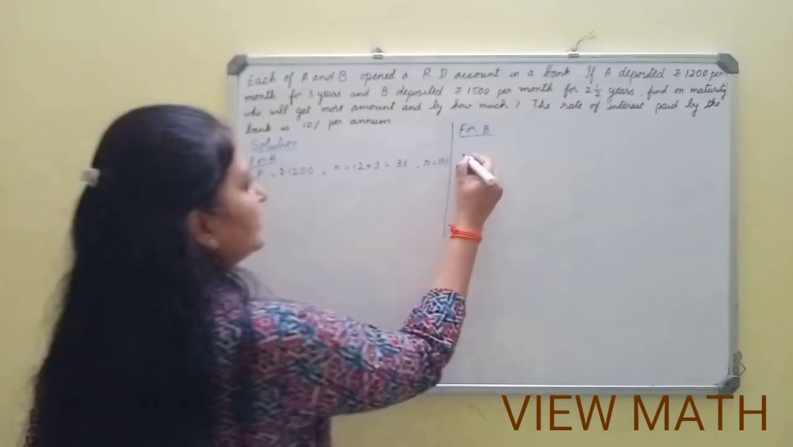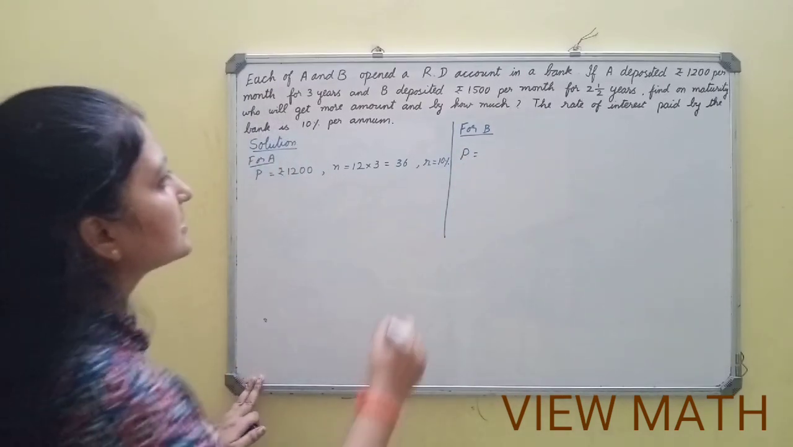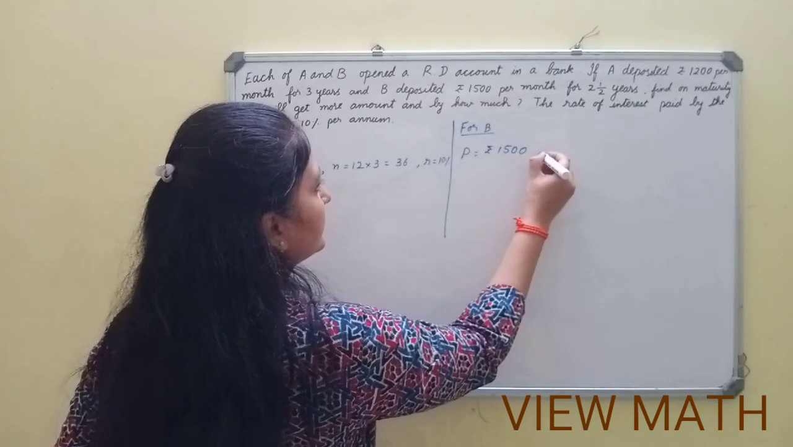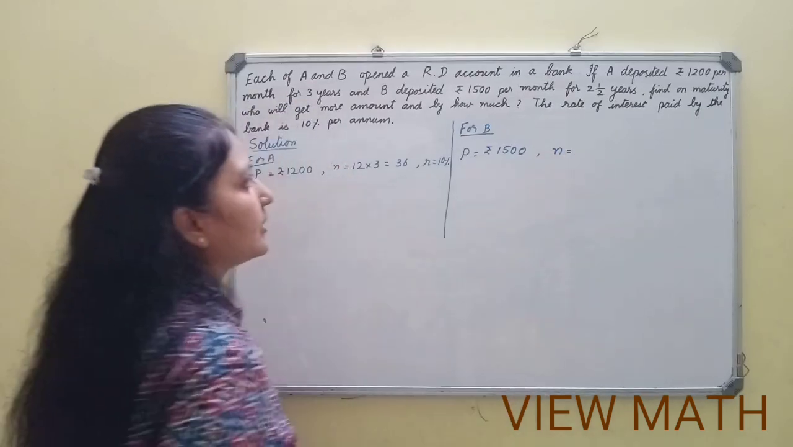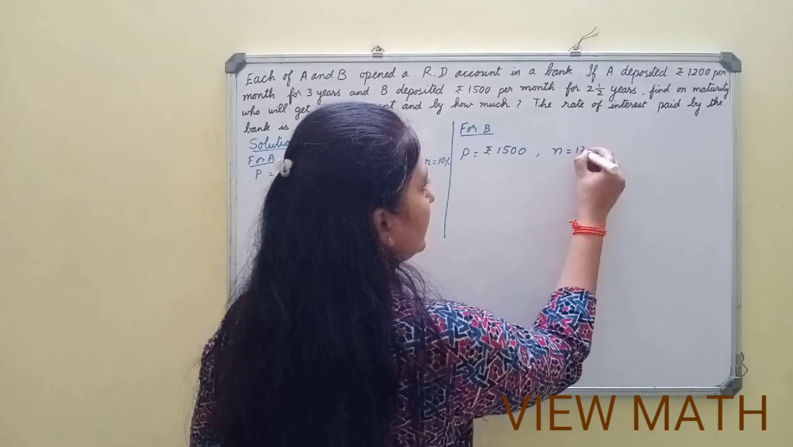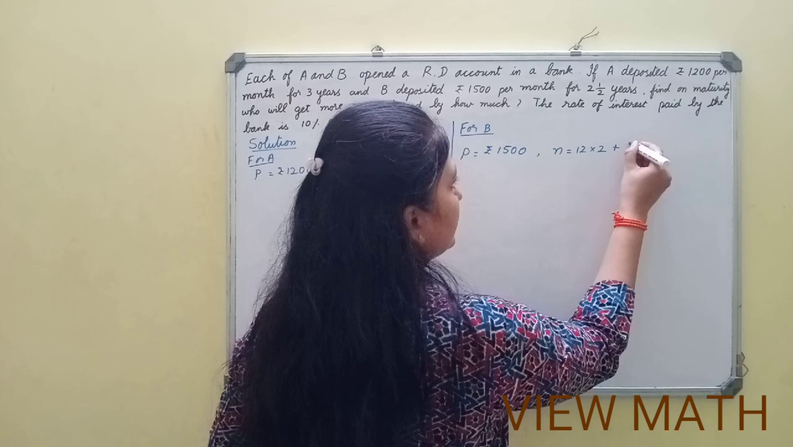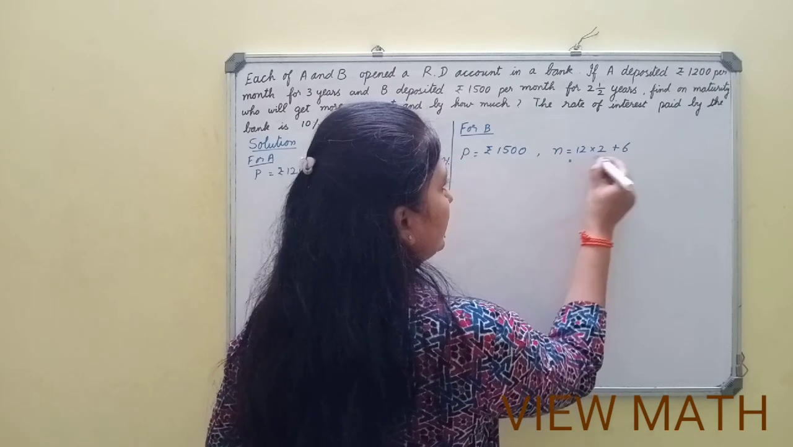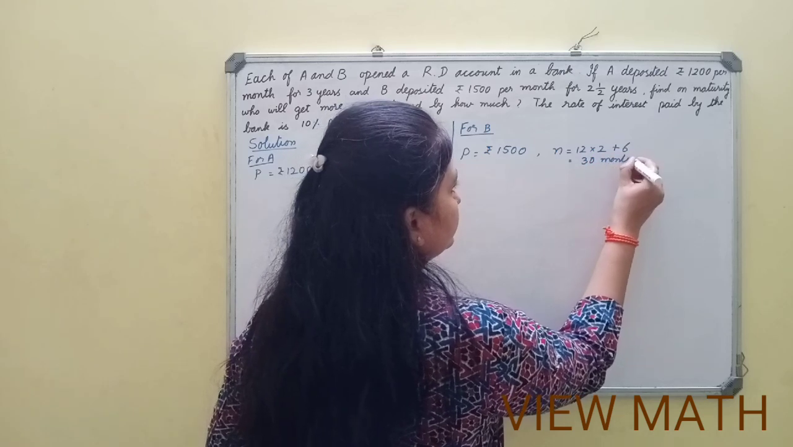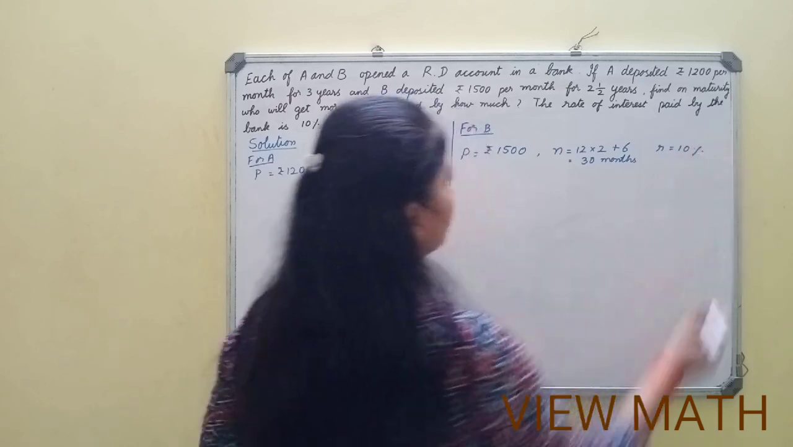Okay. Now for B, what all is given? Monthly installment is rupees 1,500, and number of months, here it is given 2.5 years. So 12 into 2 years, 12 into 2 plus half year, so 6 months. This is 24 plus 6, it is 30 months. Okay. And rate of interest is 10%.